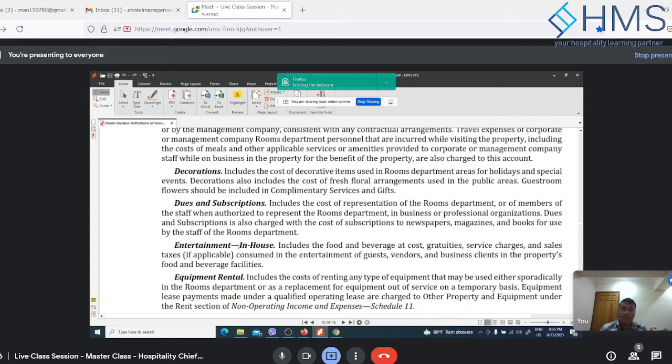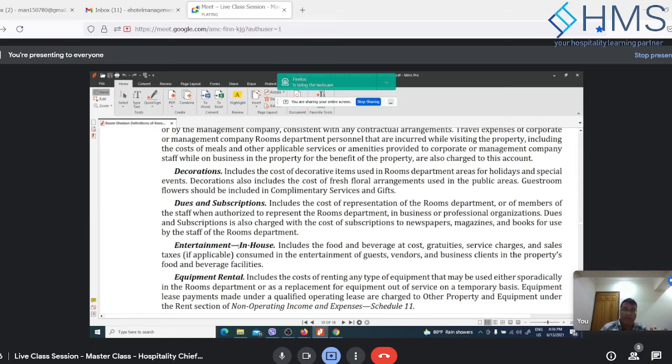Then you have decorations, which is usually the decorations of the rooms department in the lobby, in the public area, and inside the guest rooms. Inside the guest rooms, flowers will be part of your complimentary services, so it's not a part of decoration. Only the public area is going to be the indoor decoration. So public area and the lobby. It can be fresh flowers or it can also be reusable flowers, right? So it can be both.